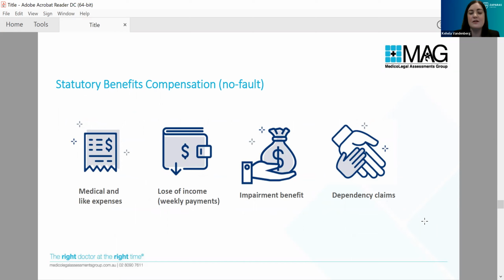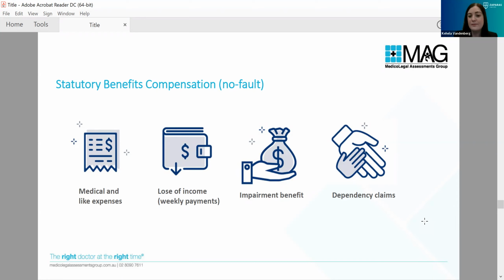What is the benefit to the client? So I'll only briefly tap into this, which is statutory benefits or no-fault compensation. So an injured worker with a disease may require medical and like expenses to be covered. So they may require diagnostic testing, they may require reviews by a specialist, they may require actual treatment. They may also not be able to work because of their condition, or have to work reduced hours, or have to change career or change profession.